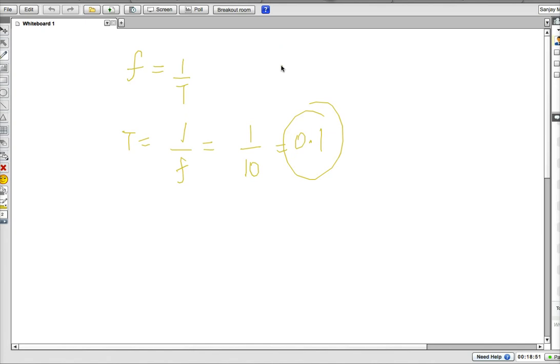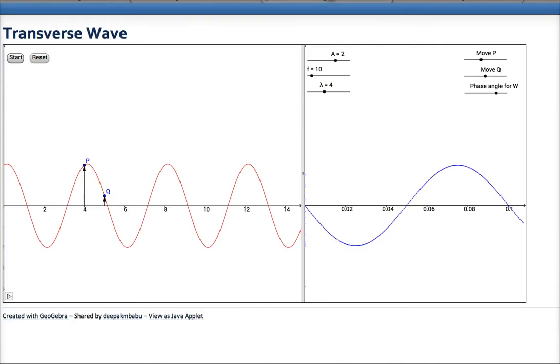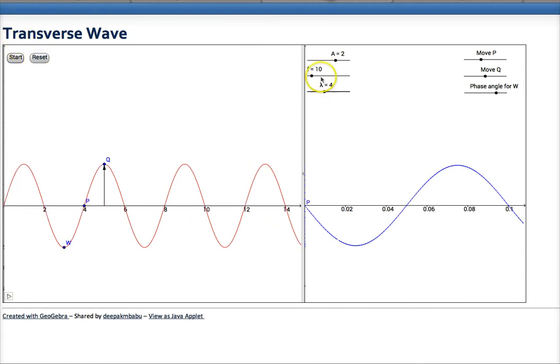Okay, so now we understand the idea of time period with respect to a transverse wave. Now what more can we do? Let me just press reset, and now let me change this frequency from 10 Hertz to 20 Hertz. Okay, that's what I've done. 10 Hertz to now 20. Oops, this is really sensitive. Okay, there we are. 20 Hertz.